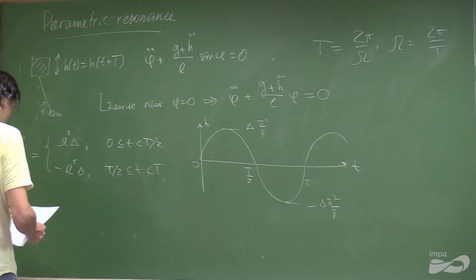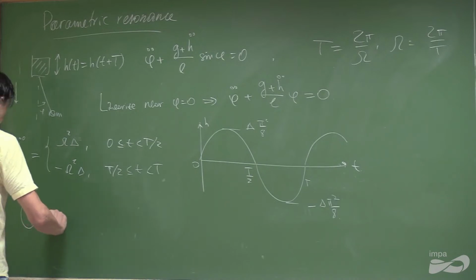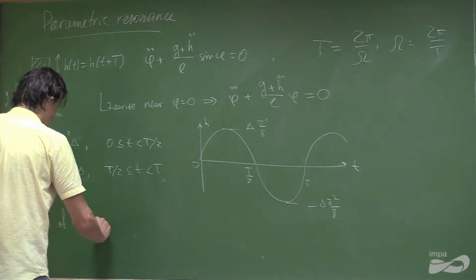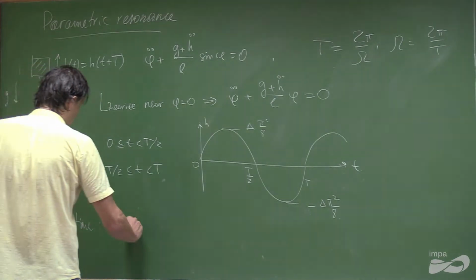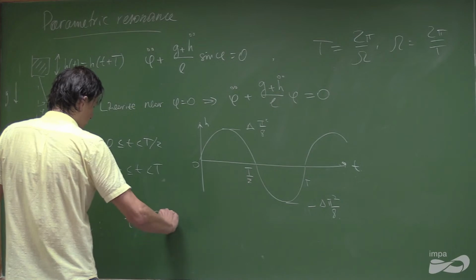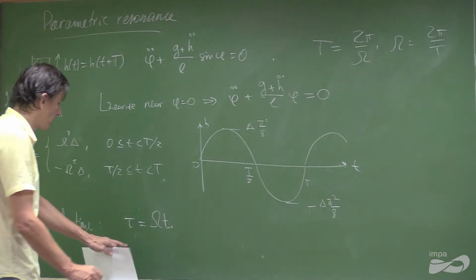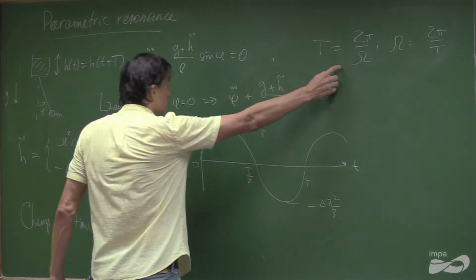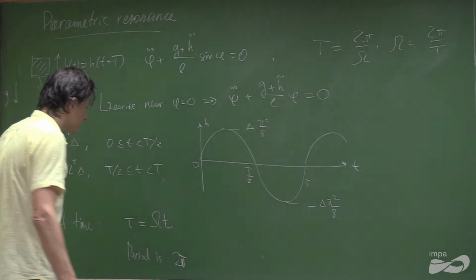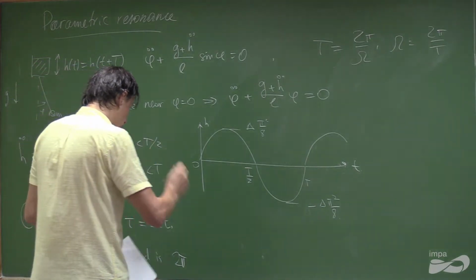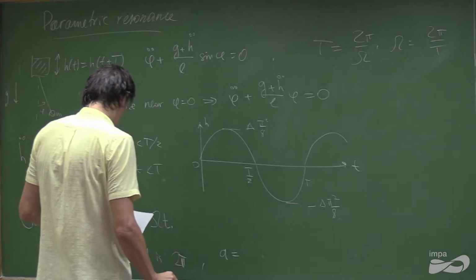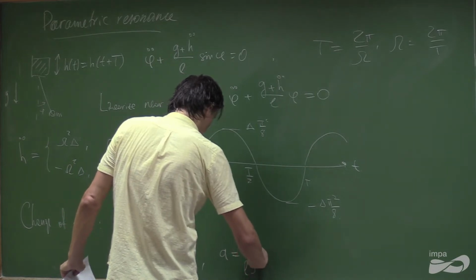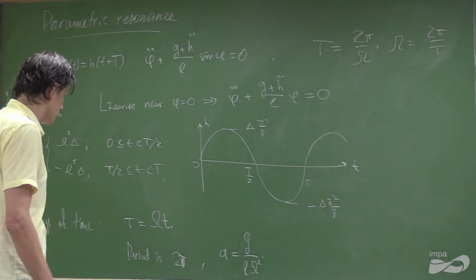And then finally, we made a change of time so that we reduce the system to some standard form. So we use the time tau, which is omega t. Then, because of this relation, the period becomes 2 pi, right? Then we also define the value a, which is coming from this, g over L omega squared. It is a dimensionless variable.